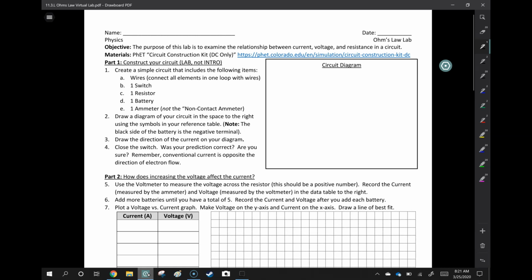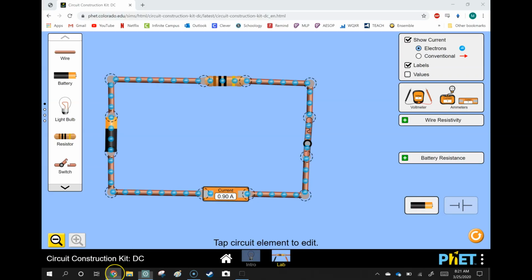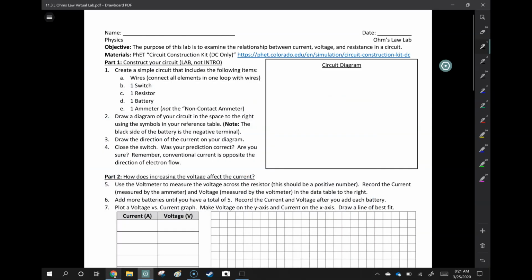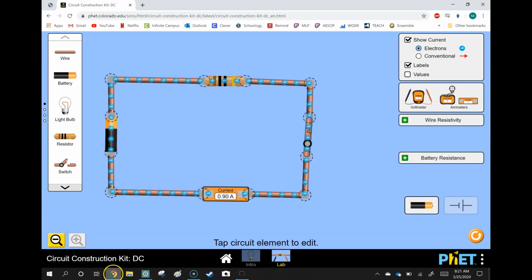Step number 2 says draw the diagram of the circuit in the space to the right using the symbols in your reference table. Note, the black side of the battery is the negative terminal. Let's see how we have it. The negative terminal is on the bottom, and if you remember, that's the smaller side. So there's our battery, that's the battery symbol from the reference table. Then you come up to a resistor.